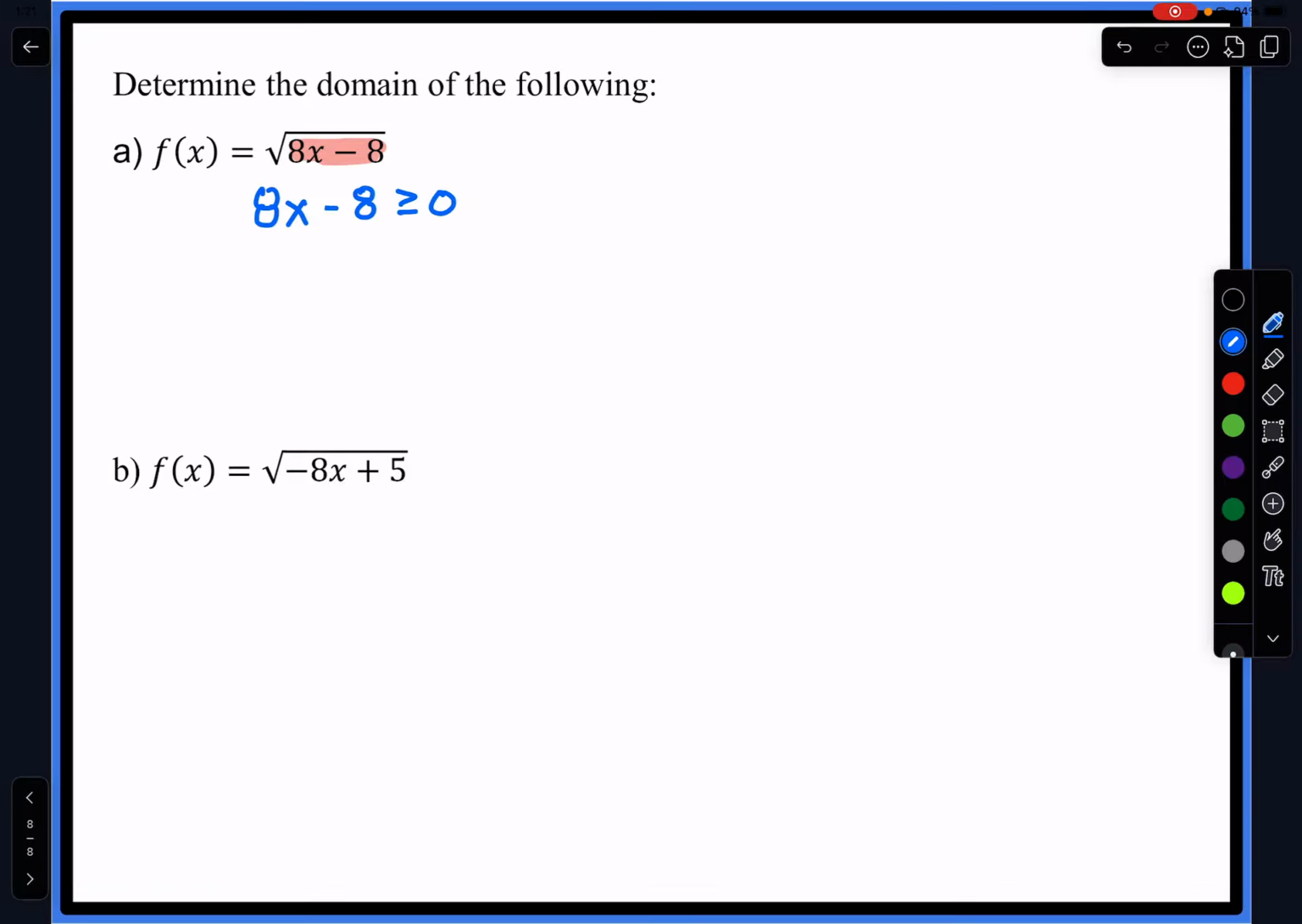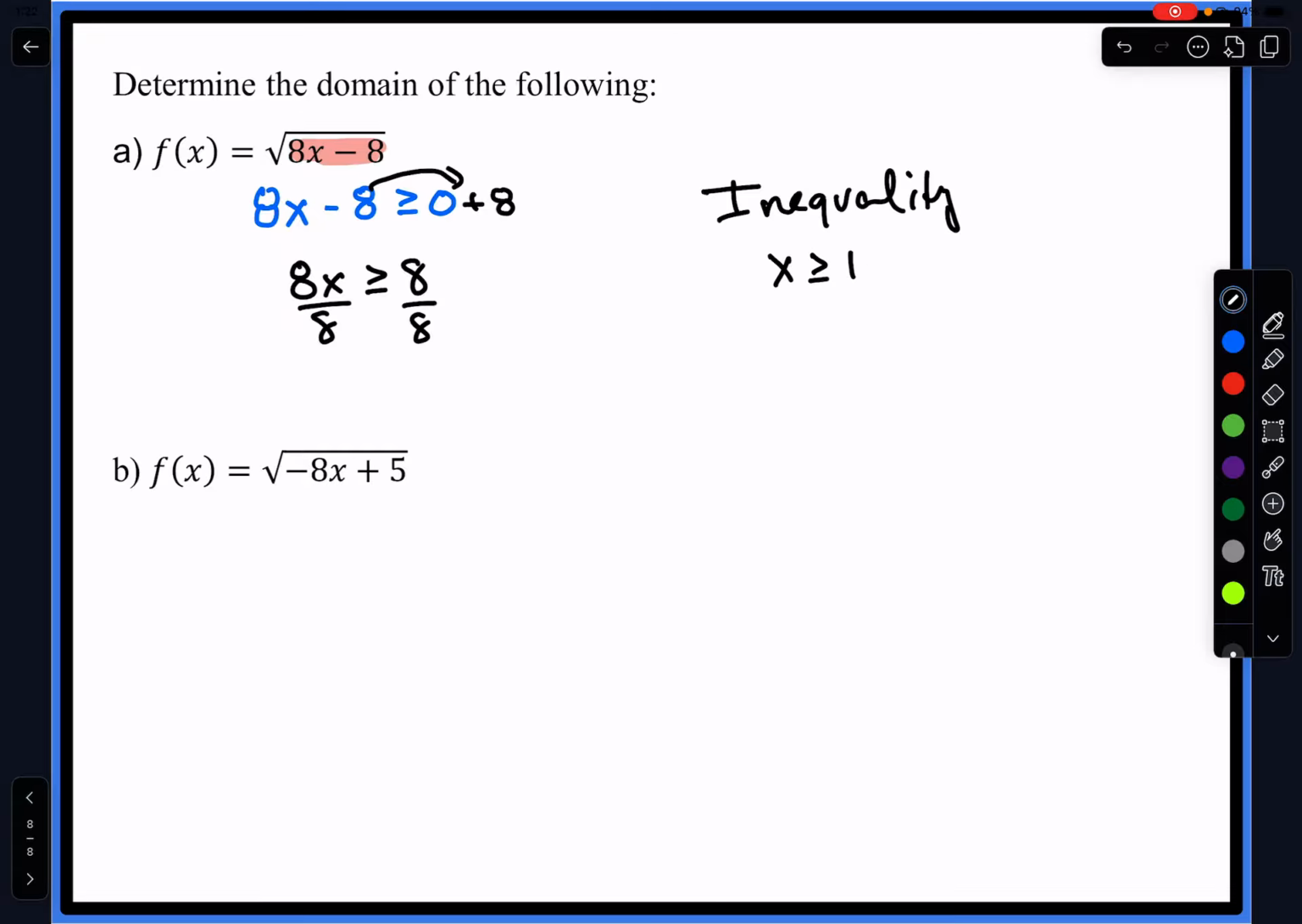So moving on and solving this inequality, moving this 8 to the other side makes it positive 8, and we have 8x greater than or equal to 8, and we're going to divide both sides by 8. So this is our answer. As an inequality, x can be greater than or equal to 1. So that's the domain for this thing. We can pick any number that is greater than or equal to 1.